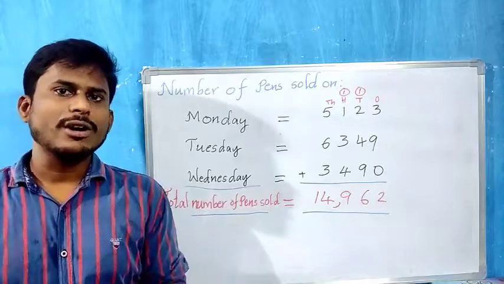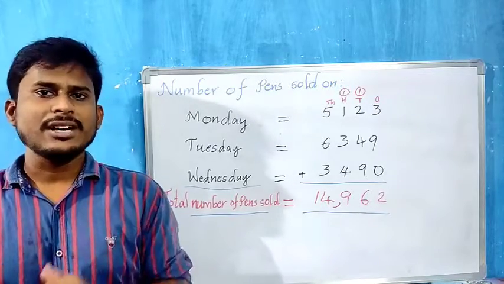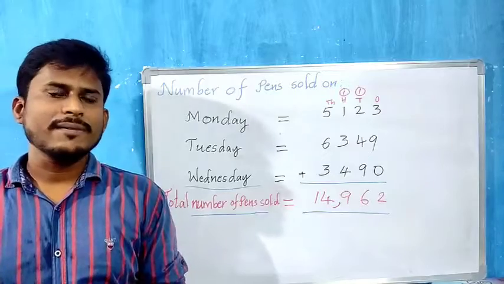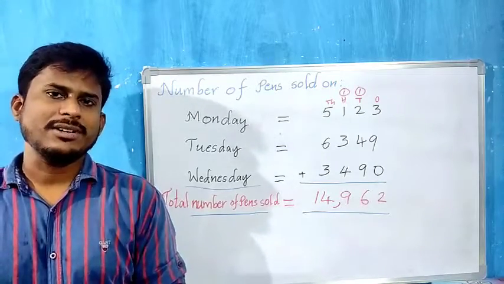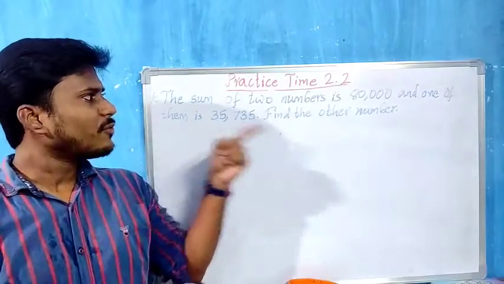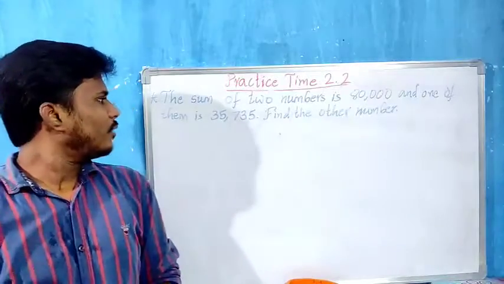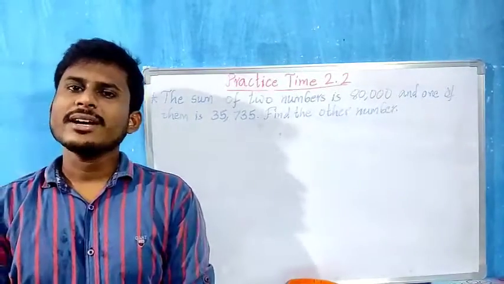Now based on our fundamental operations, addition, subtraction, multiplication and division, let us connect some real life and solve the problems given in the practice time, children. Practice time 2.2, and there is a problem. The sum of two numbers is 80,000 and one of them is 35,735. Find the other number.